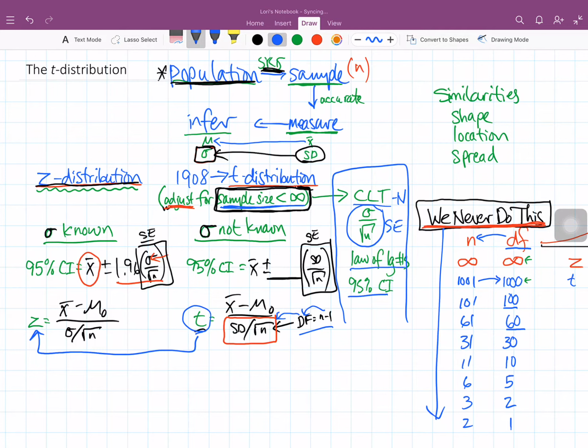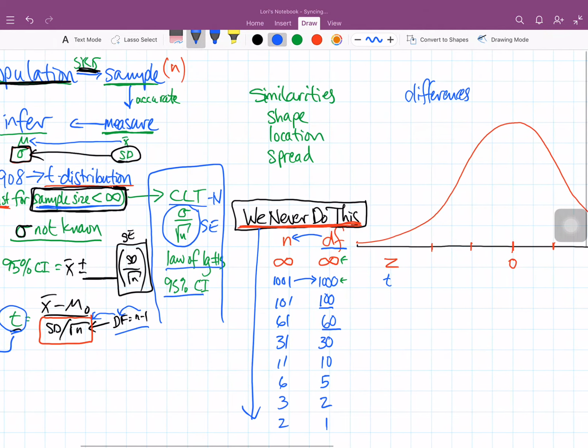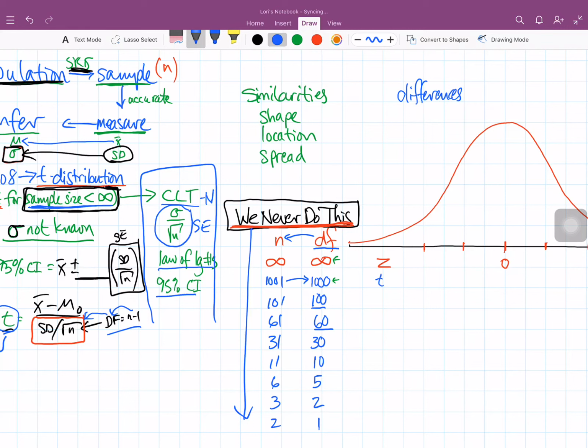So let's look first at some of the similarities between the z distribution and the t distribution. In terms of the z distribution, remember it was bell-shaped and symmetrical. So it has this nice normal curve. It's bell-shaped and symmetrical, and so that's the same. The location for both is at the population mean, and the spread is dictated by what the sample size is.